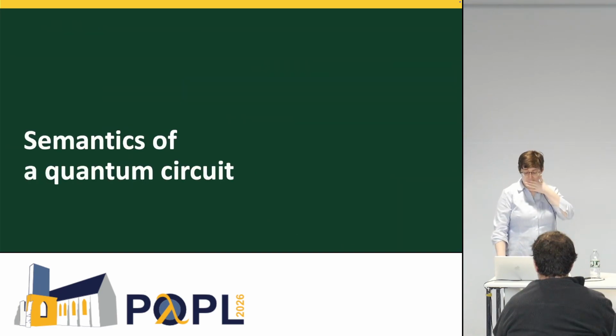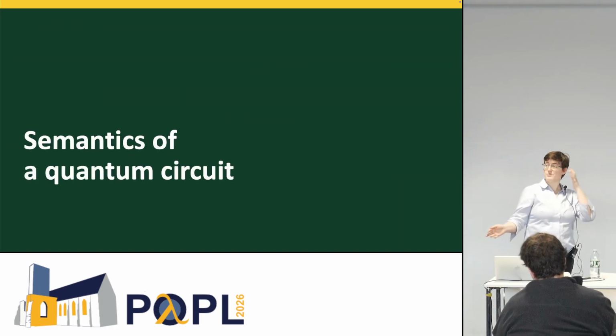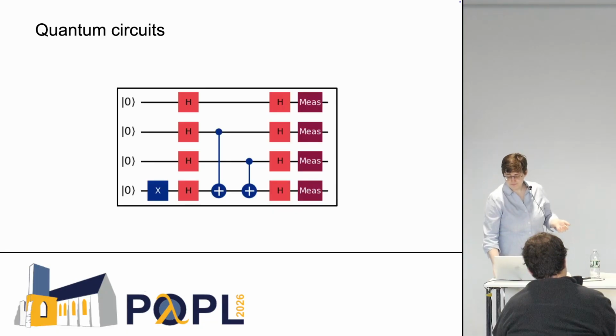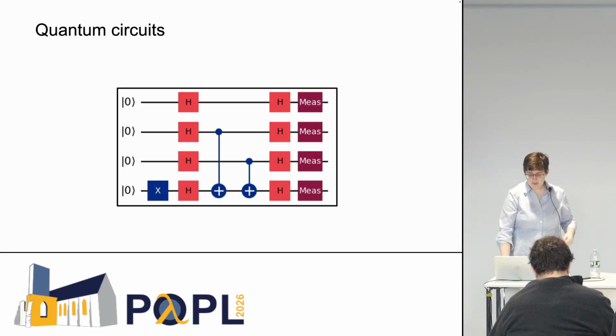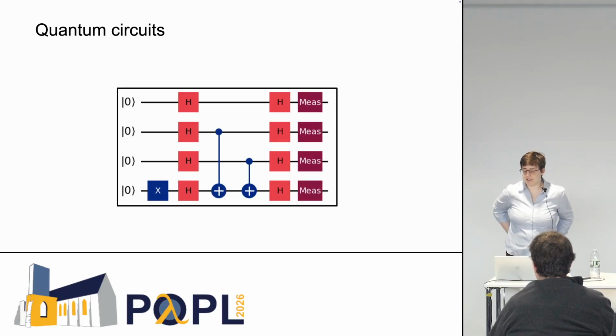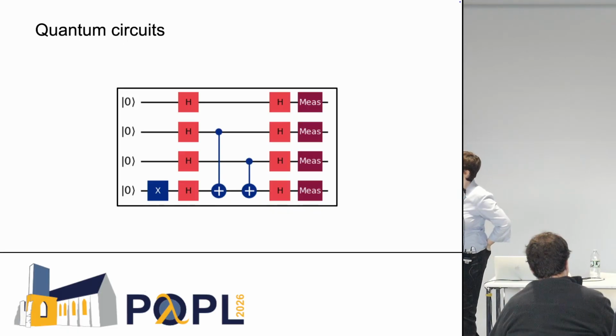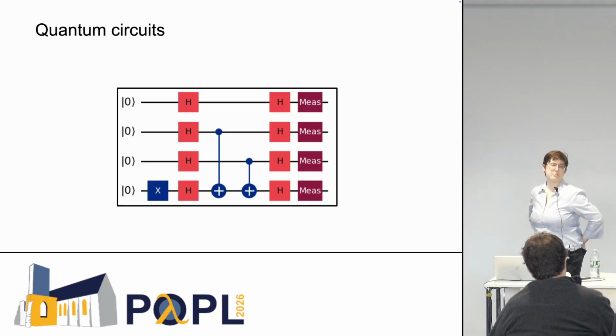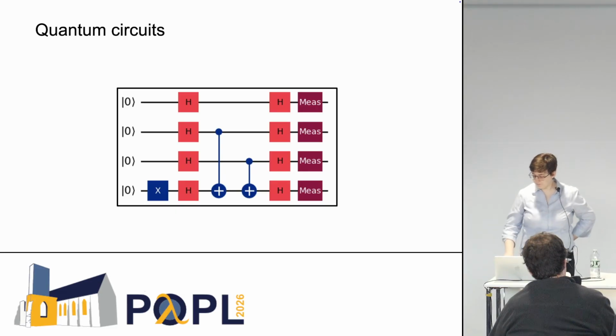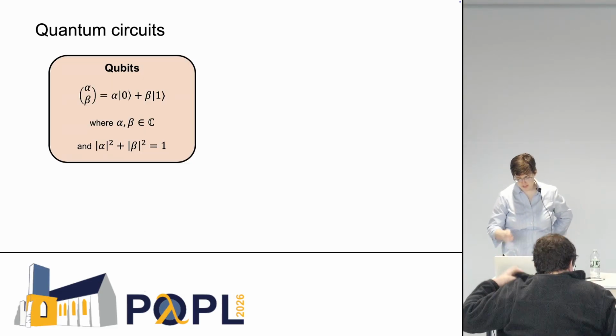Okay, so let's talk a little bit about quantum circuits. So here I have the picture of a quantum circuit that we saw before, and it's made up of, as I said, qubits, which are represented by these wires, the horizontal lines, and then gates, which are primitive things that a quantum computer can do. So let's start with qubits.